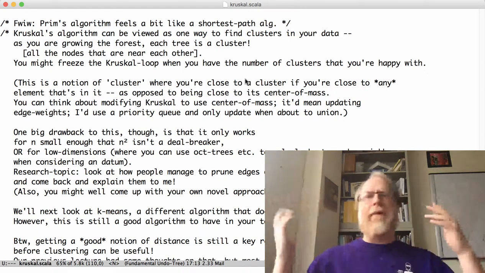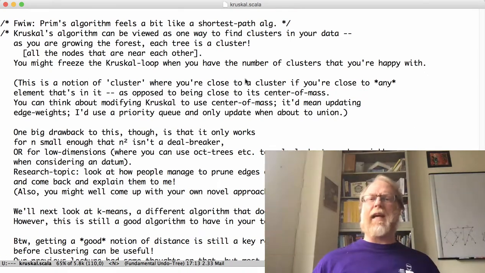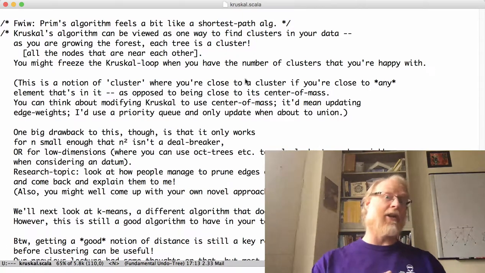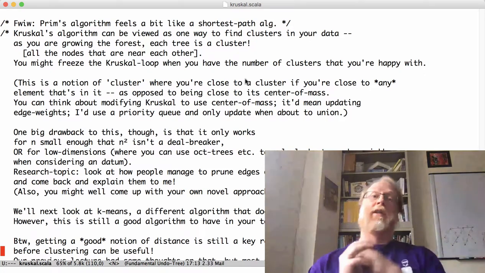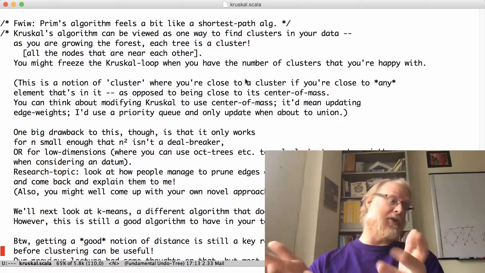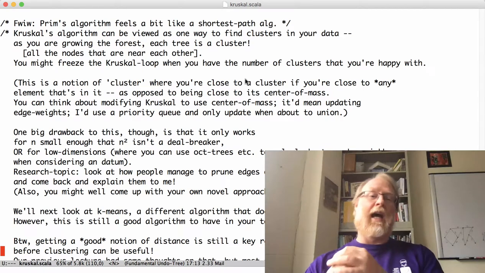Why the heck are you talking about Kruskal's algorithm? This is a big data class. That's a routine, standard undergraduate algorithm for minimum spanning tree. Yeah, good to know. Well, it is good to know that.